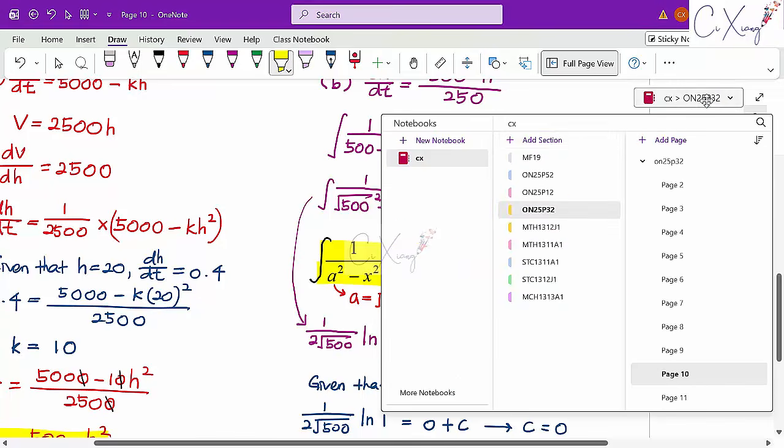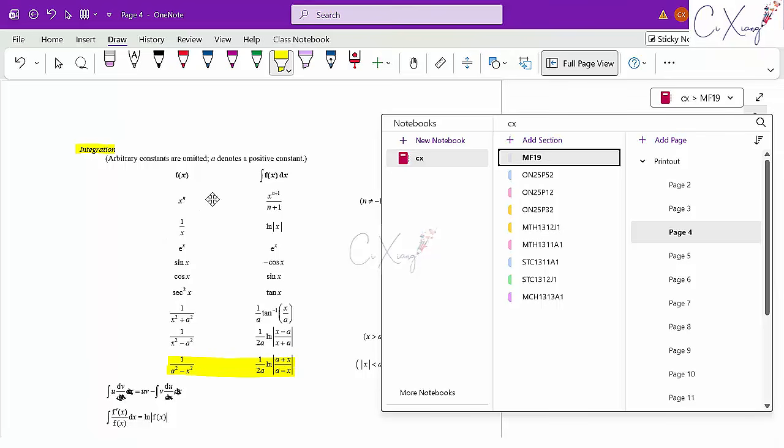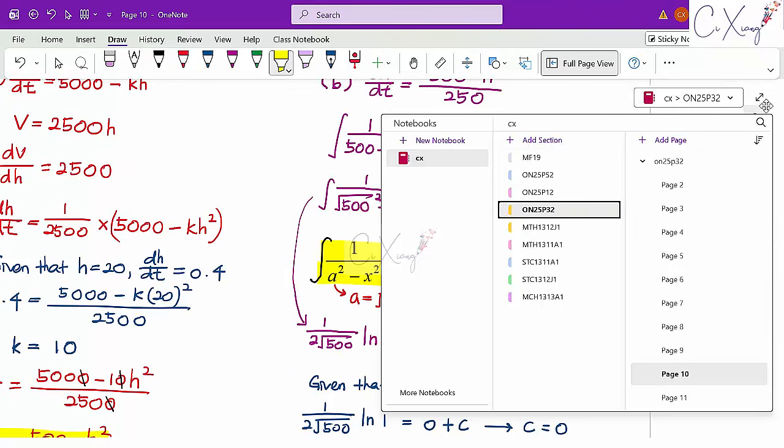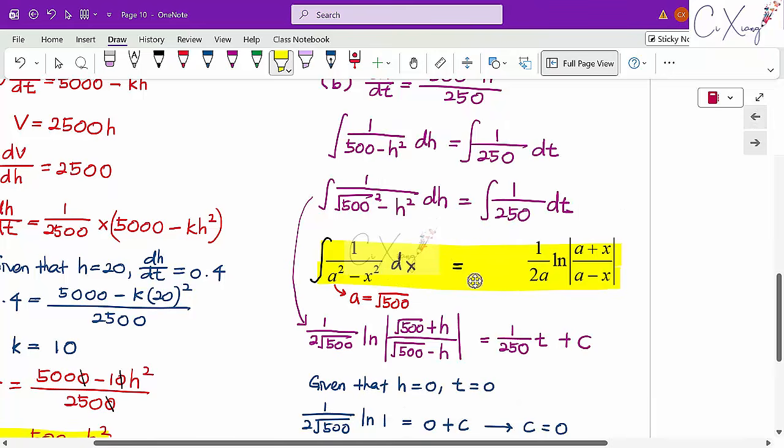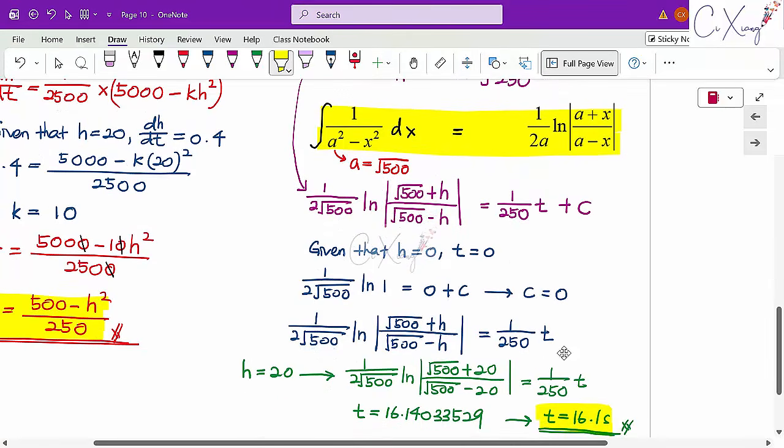Okay, so maybe you can make it a habit. When you see something not so familiar for you to integrate, maybe you can try to see, is there any formula in the list MF19 that is suitable for you to apply in your solution? For me personally, when I solved this question, I applied partial fractions and the steps were really, really long and also very tedious. So to make it easier, you can directly apply the formula from the list MF19. This is just a small reminder for you all. This is how we solve question number 10.